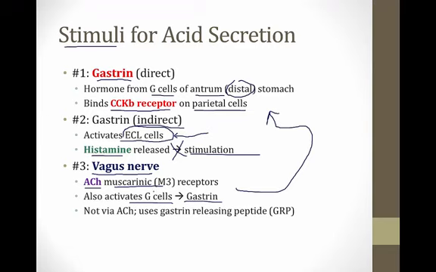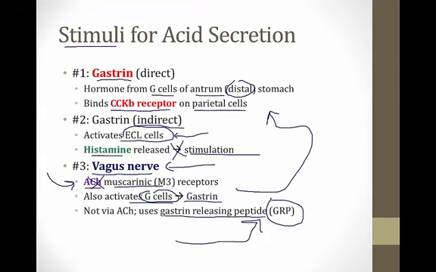Now, there's a peculiar feature of the way the vagus nerve activates these G cells to release gastrin. It does not use acetylcholine as the neurotransmitter. Instead, it uses an unusual protein called gastrin-releasing peptide, or GRP. The reason this is clinically important is because if you block acetylcholine, you will not block the vagus nerve's effect on the stomach, because this GRP will continue to function and it will stimulate acid secretion.